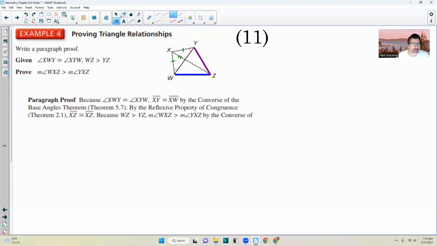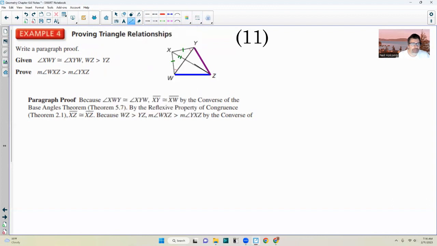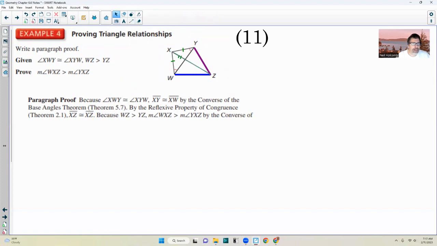So let me draw a line through there. So now we're talking about side XZ. So that is right here. Actually, I wanted that green. So XZ is congruent to itself.